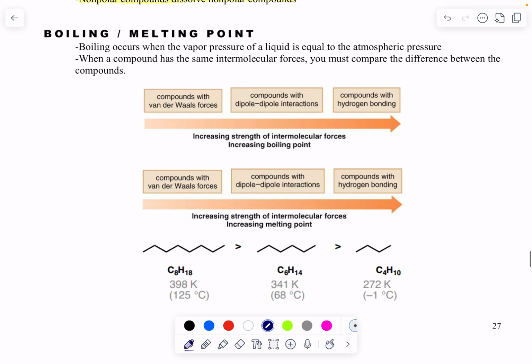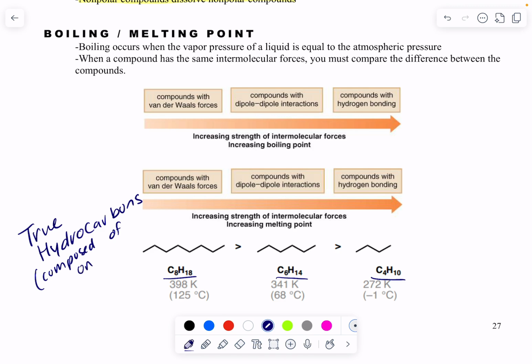Okay, so now let's discuss boiling point and melting point. If we look at these guys, these are all true hydrocarbons. When I say the term true hydrocarbons, that means they are composed of only C and H. And when that happens, they are always going to be nonpolar.